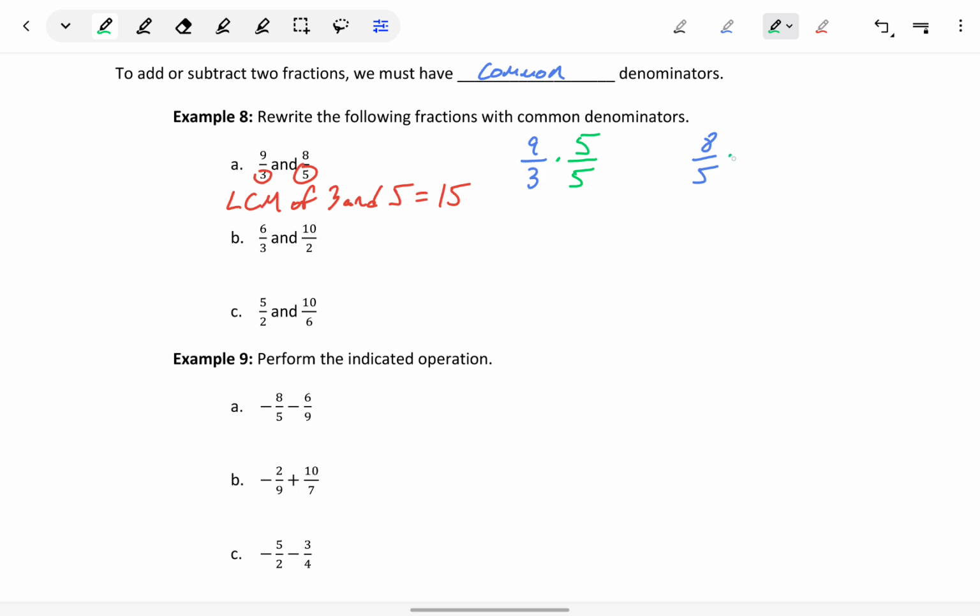Similarly, for 8 over 5, we'll need to multiply the denominator by 3 to get 15, so we need to multiply the numerator by 3 as well. That means our first fraction will become 45 over 15, and our second fraction will become 24 over 15. Now we have two fractions with common denominators that are exactly equal to the values that we started with, because they would reduce back down to those values. And now we could perform an addition or subtraction step with those two fractions.